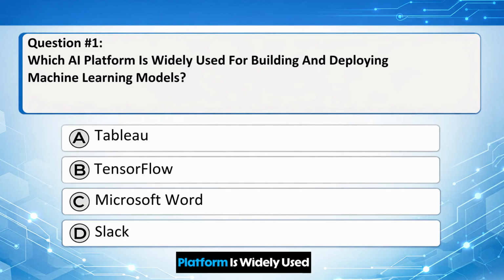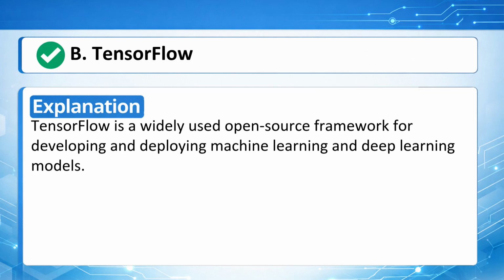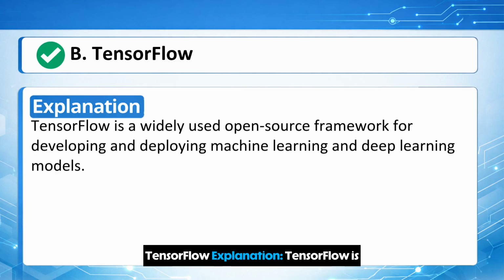Which AI platform is widely used for building and deploying machine learning models? A. Tableau. B. TensorFlow. C. Microsoft Word. D. Slack. Correct answer: B. TensorFlow. Explanation: TensorFlow is a widely used open-source framework for developing and deploying machine learning and deep learning models.